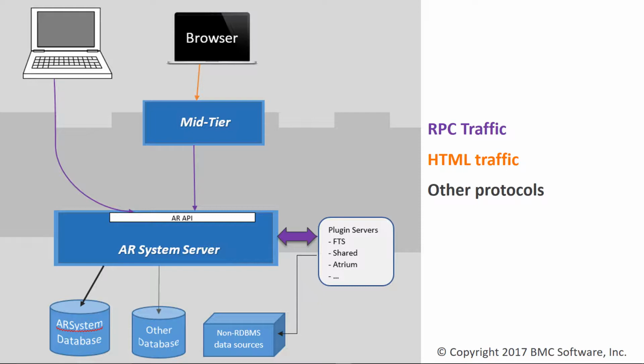You also might have another client out there, it might be using Dev Studio, and it's using RPC to connect to ARServer. Now ARServer, depending on what the request is, may make a call directly to a database, or it may make a call to a plugin server. And the call that it makes to the plugin server, and potentially a call that the plugin server is going to make back into ARServer, is happening over RPC.